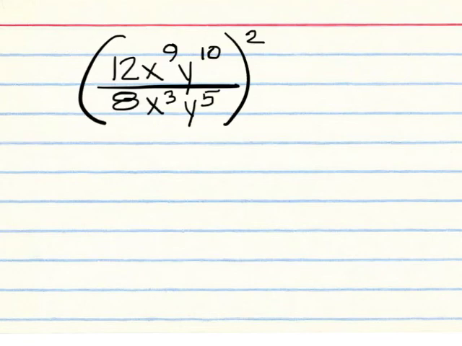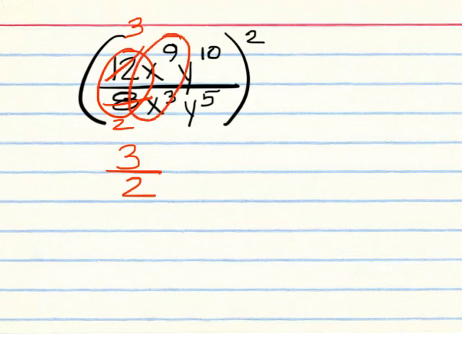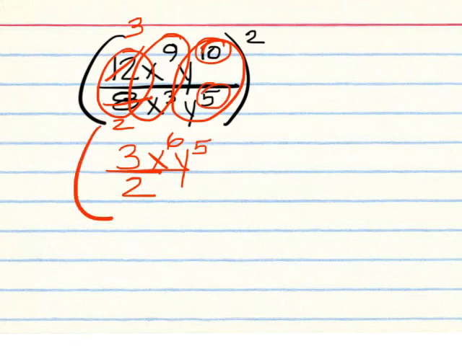On the practice problem, reduce the 12 over 8 to 3 over 2. 4 into 12 3 times, into 8 twice. And then x to the 9th over x to the 3rd, the largest x is on top. 9 minus 3 is 6. And then y to the 10th over y to the 5th, the largest y is on top. 10 minus 5 is 5.